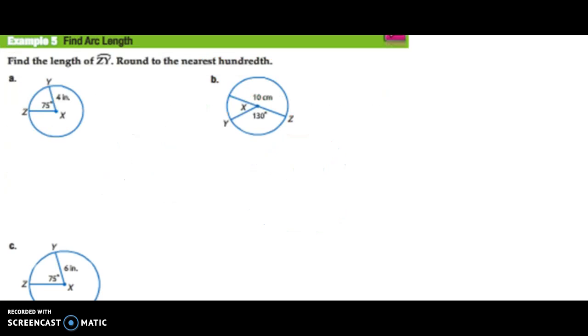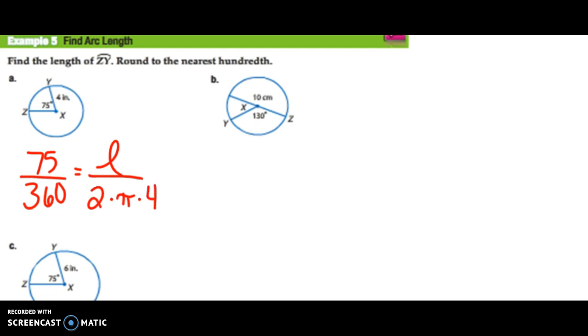Alright, so let's look at this example right here. Now that I have a radius, my arc length has to be found using that important number. So this one right here, 75 degrees. I'll set it up like this. I like to do the degrees first. So 75 over 360 is equal to the arc length over 2 times pi times the radius, which in this case is 4. Okay, so I'm going to cross multiply.